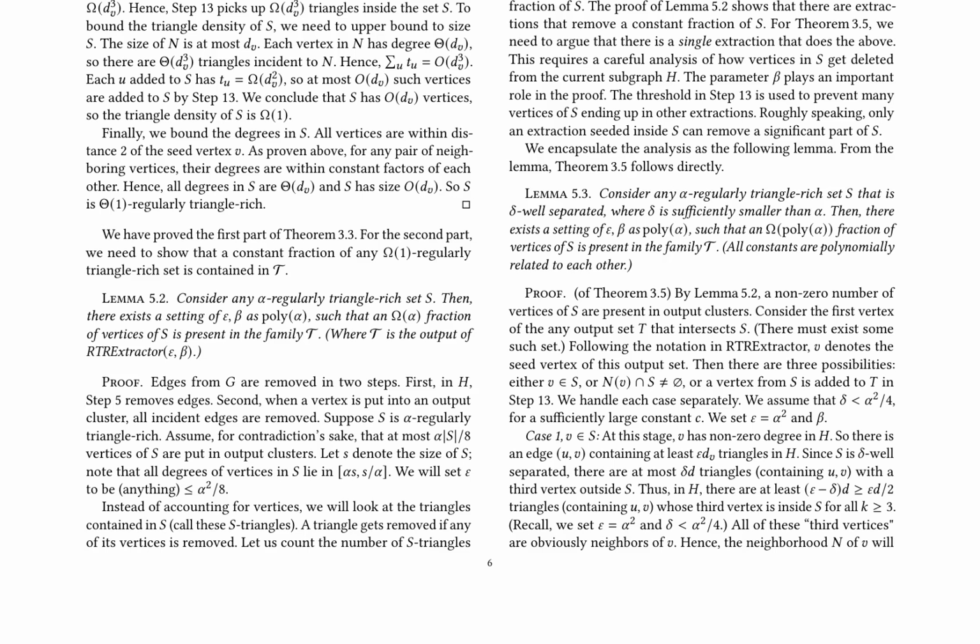The proof of Theorem 3.5 is also detailed, considering three possible cases for the seed vertex V of an output set T: V is in S, the neighborhood N(V) intersects S, or a vertex from S is added to T in step 13. Each case is addressed separately, utilizing the well-separated condition and the choice of epsilon and beta as alpha squared and alpha squared divided by 4, respectively.